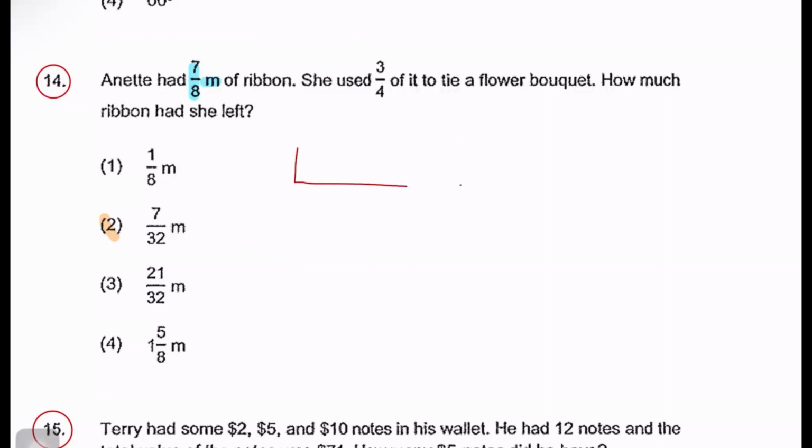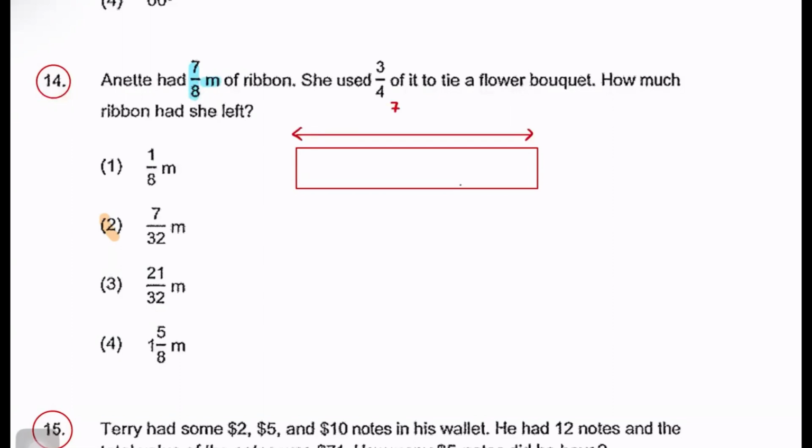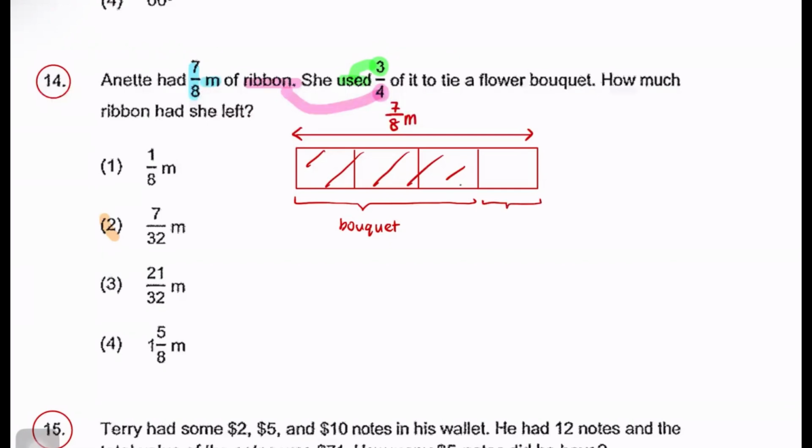Let me draw a model to help you guys understand this question. The total length of her ribbon is 7/8 meters. Out of this whole ribbon, how many units did she cut it up into? Yes, it's cut into 4, not 7, because she used 3 units out of 4. Understand? The whole ribbon, she used 3/4 only. So this bit she used for the bouquet. The last 1/4, the 1 unit, is the amount that she has left. So we need to find this amount in meters.